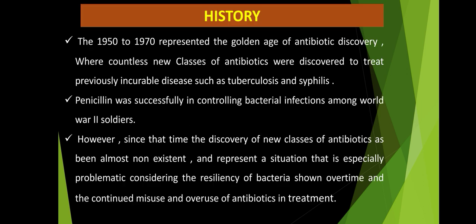First, we are going to see about the history of antimicrobial resistance. 1950 to 1970 represents the golden age of antibiotic discovery, where countless new classes of antibiotics were discovered to treat previously incurable diseases such as tuberculosis and syphilis. Penicillin was successful in controlling bacterial infections among World War II soldiers. However, since that time, the discovery of new classes of antibiotics has been almost non-existent, a situation that is especially problematic considering the resistance of bacteria shown over time and the continued misuse and overuse of antibiotics in treatment.